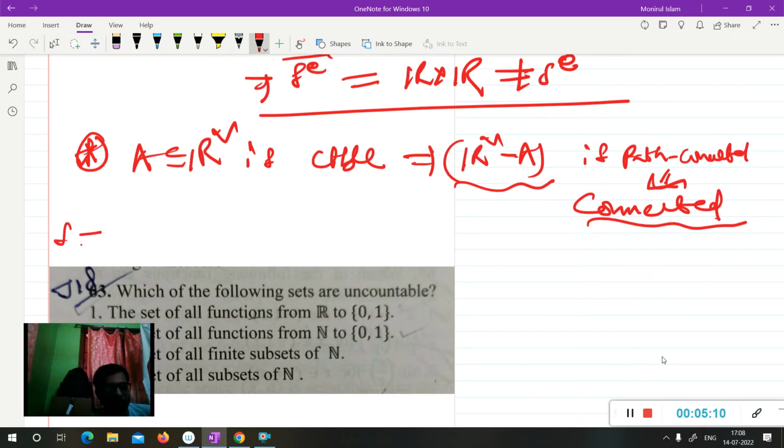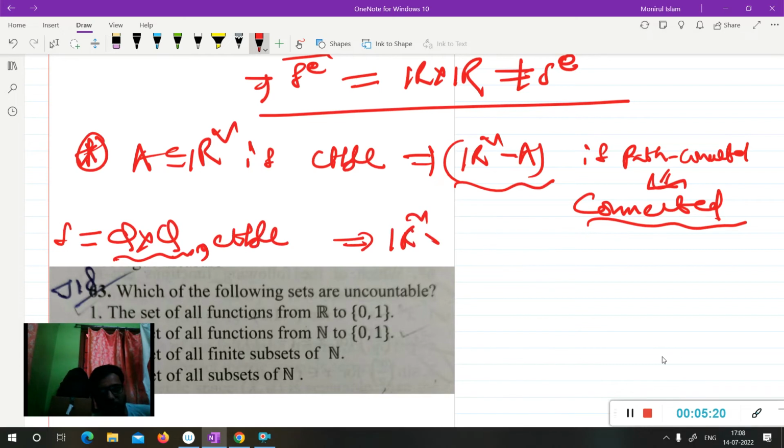See here A is equal to Q cross Q. Q is countable, so the corresponding product is countable. So R² minus Q cross Q is nothing but S complement. Since it is countable, R² minus Q cross Q is path connected.